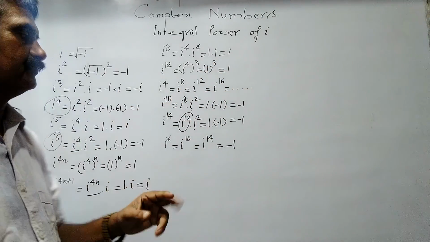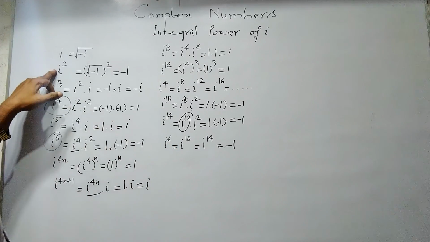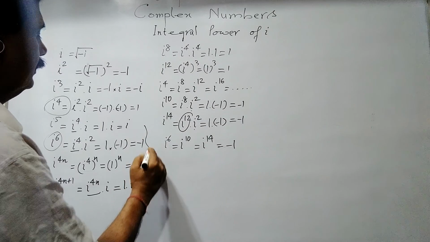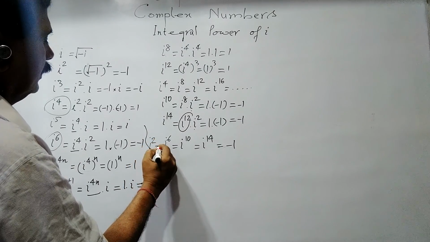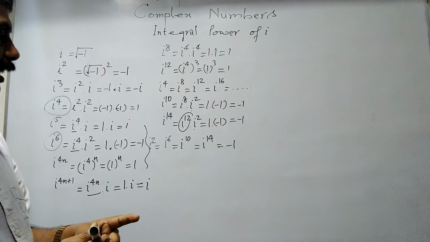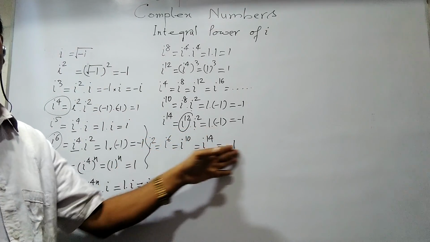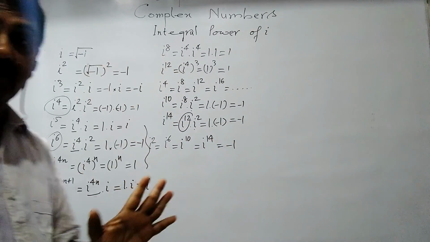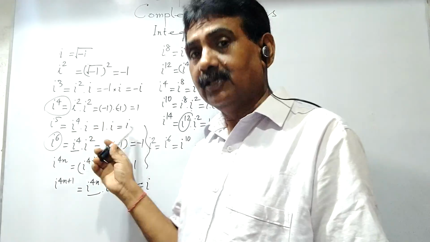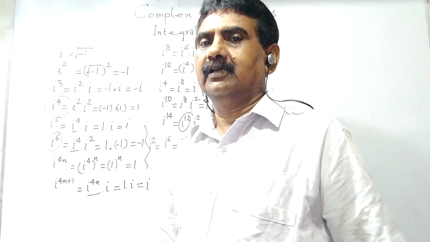And 4 plus 2, here you can say i square also. Here let us see i square equal to minus 1. Then i square, i6, i10, i14, everyone is equal to minus 1. Then what is the use of these things? We will use these things in solving the numericals.